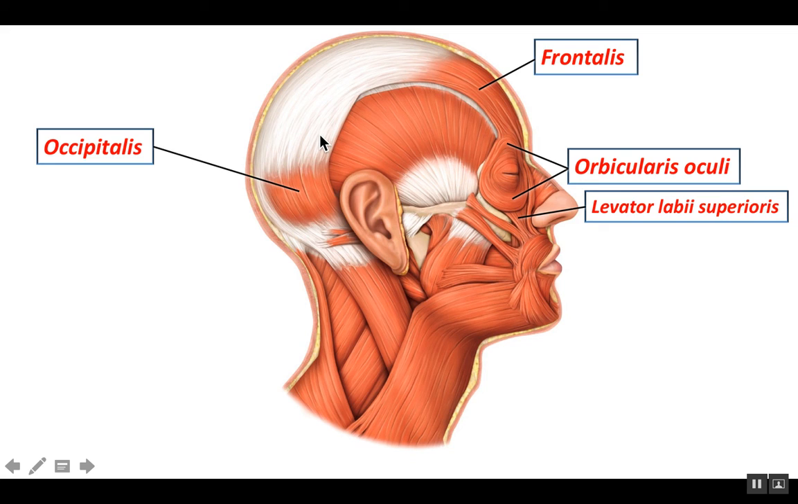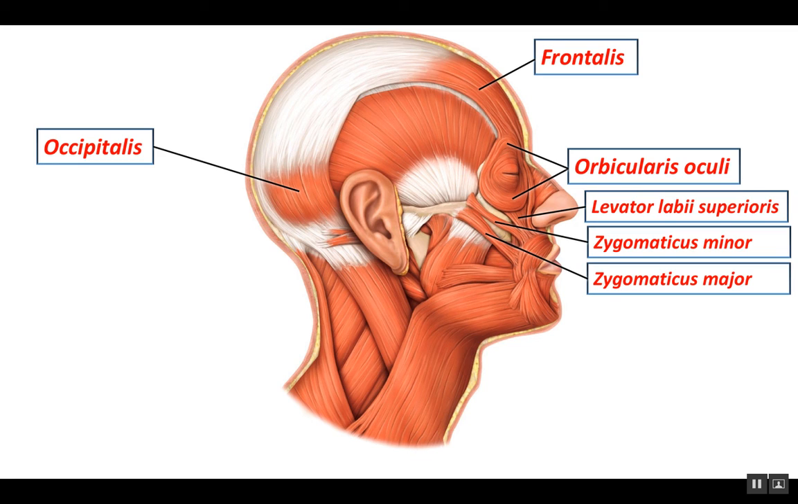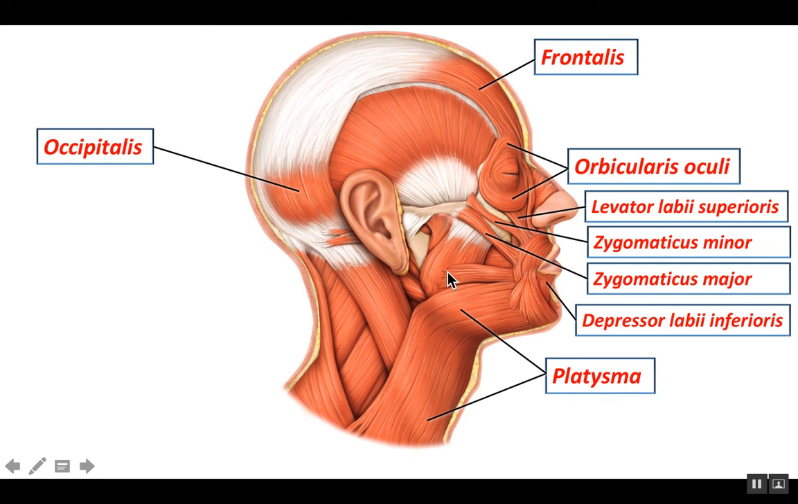There's the levator labii superioris, zygomaticus minor, zygomaticus major, depressor labii inferioris. There's the depressor anguli oris. There's another muscle here called the risorius. Risorius means laughing. It's a laughing muscle. Platysma.